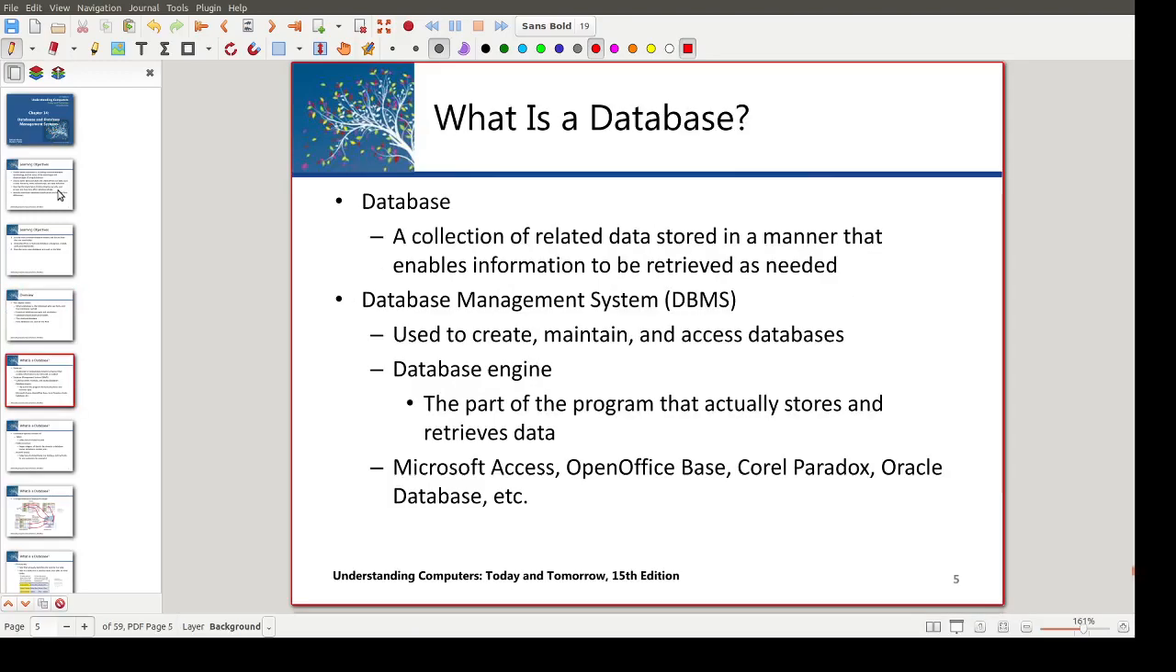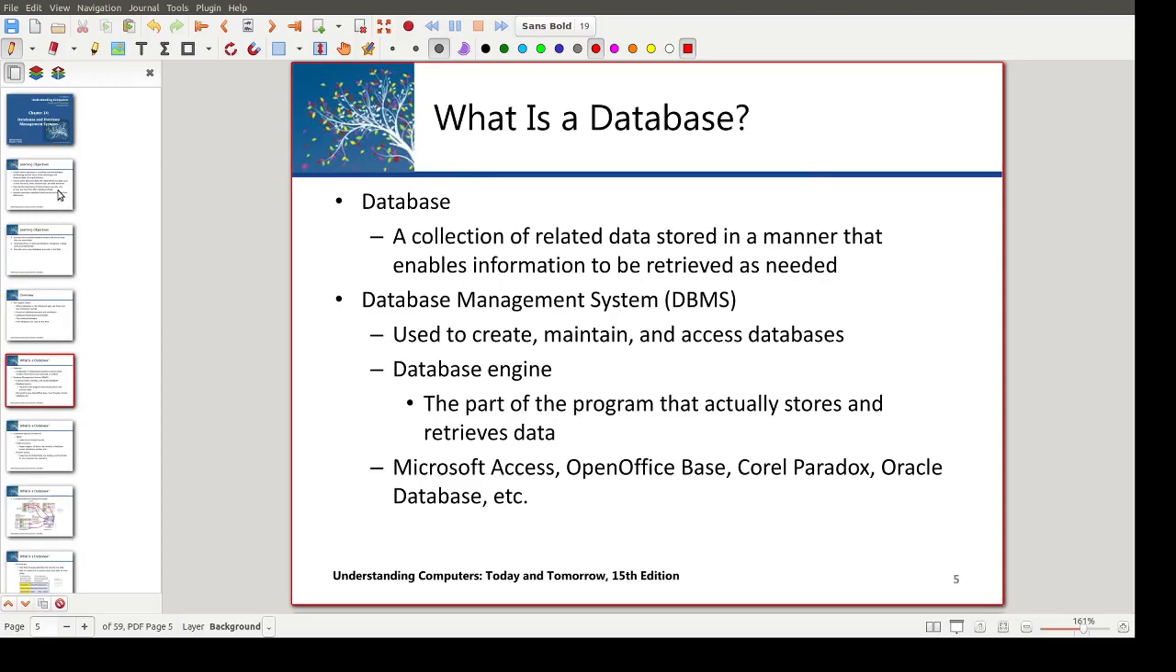So let us start with the first part of the lecture, which gives us some definitions and some terminology about databases. The first thing to know is that a database is a collection of related data stored in a manner that enables information to be retrieved as needed. So the database is used to store the data and to allow easier retrieval. We would like to retrieve what is in this database.